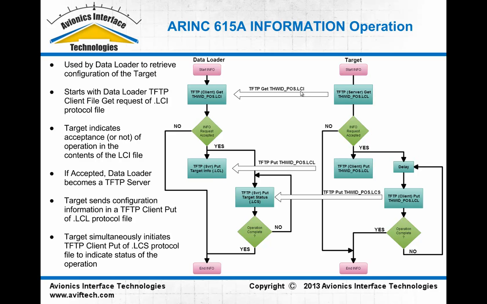Instead of, say, a TFTP message, which is transferred in the contents of a UDP payload, a 615A message is transferred in the contents of a file, and the format of the messages is defined in these files in the 615A spec. The target will respond by providing the LCI file to the data loader, and the contents of that file will indicate whether the information operation is accepted or denied by the target. If the target accepts the operation, you can think of its process as basically forking into two threads or two processes at this point.